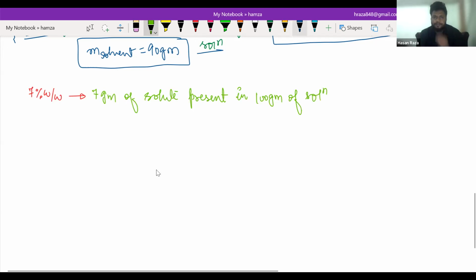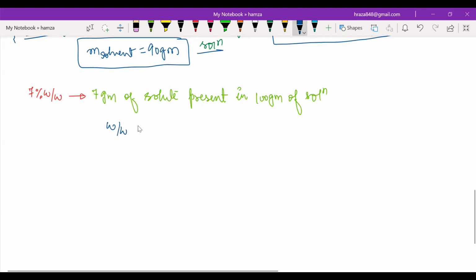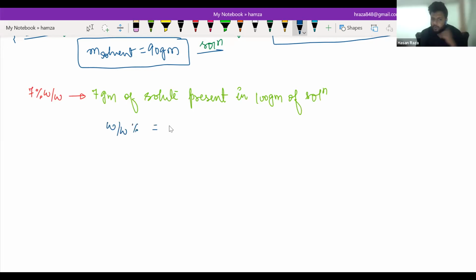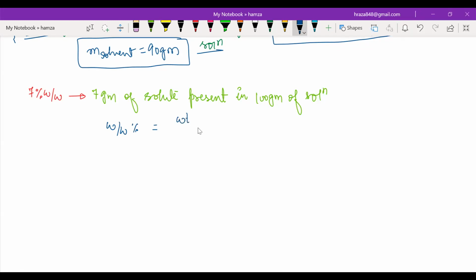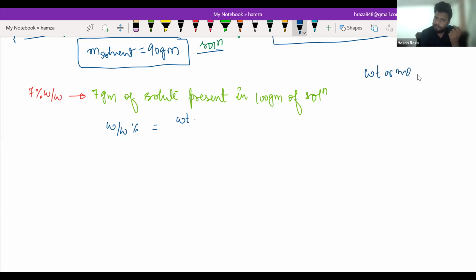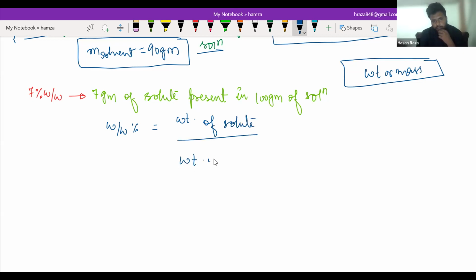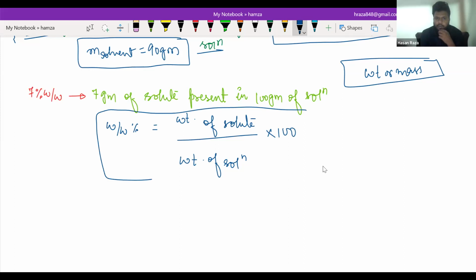So I'm going to write the formula. Weight by weight percent is equal to, be clear, weight or mass. In chemistry, weight or mass is the same. So basically, weight of solute upon weight of solution into 100. This is the formula for weight by weight percent.